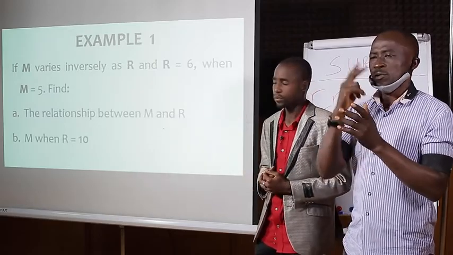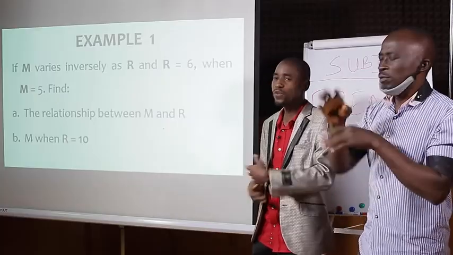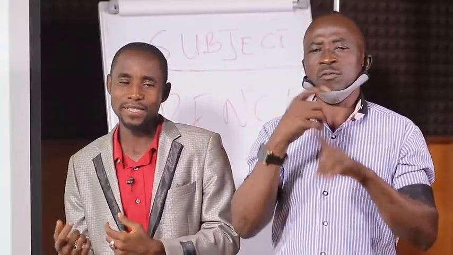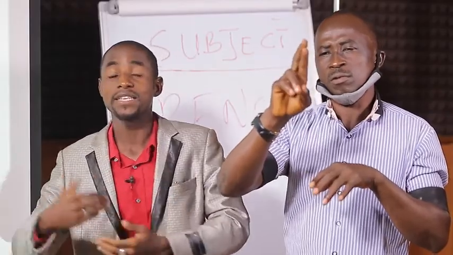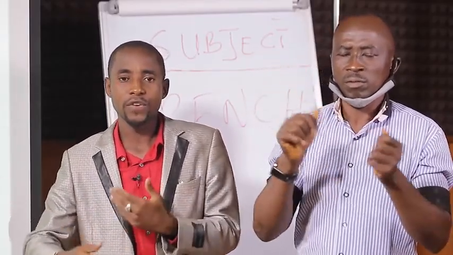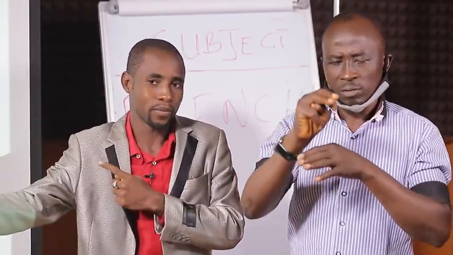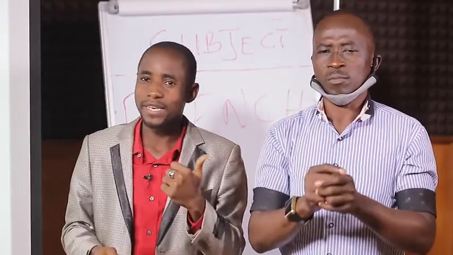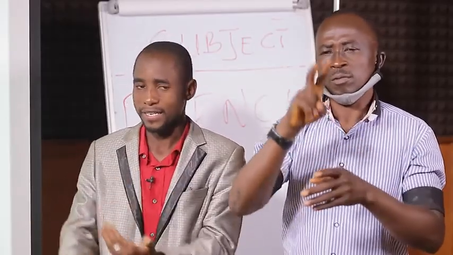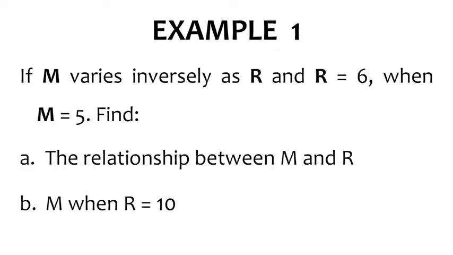See the first example. If m varies inversely, from the word inversely, that tells you that it is inverse variation. If it is direct variation, the question says, if m varies directly. Direct is direct variation. Inverse means inverse variation. So if m varies inversely as r, and r equals 6 when m equals 5, find A, the relationship between m and r.